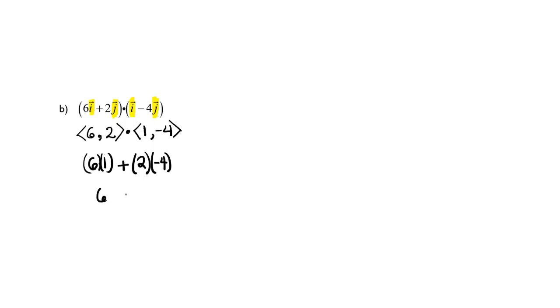Now 6 times 1 is 6. Plus 2 times negative 4 is negative 8. And so together, we have negative 2. I had an extra step in here because I had to convert my i and j vectors to component form before I found the dot product.